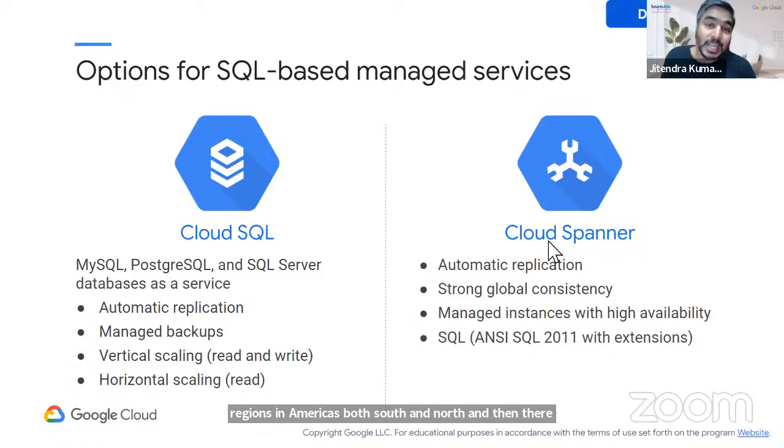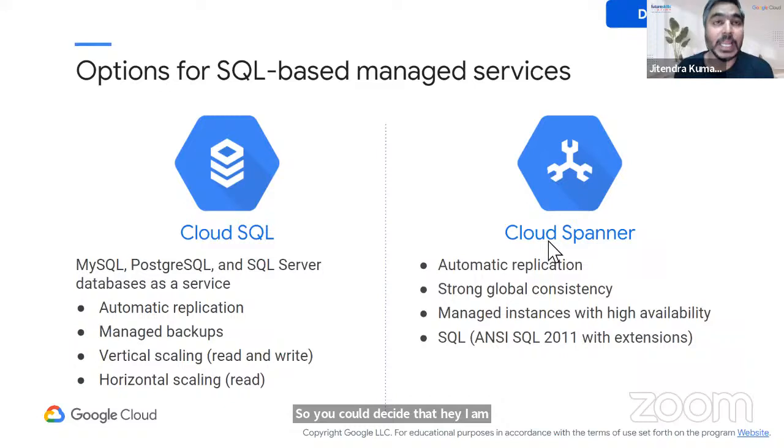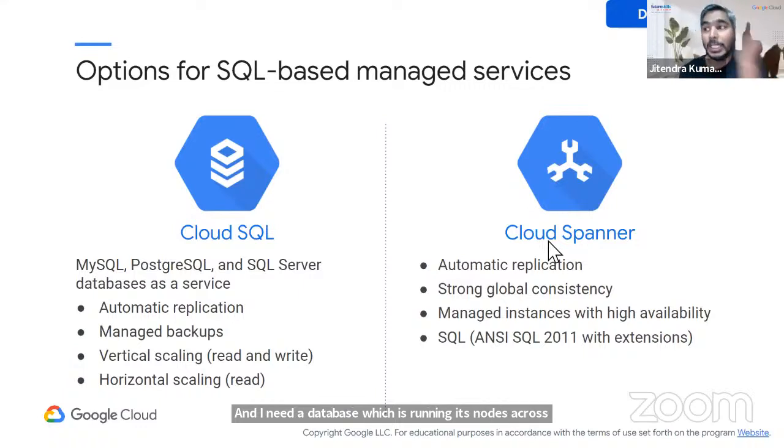So you could decide that my application is a globally deployed application, and I need a database which is running its nodes across multiple continents and geographies. And Cloud Spanner gives you that capability out of the box. You can go and configure nodes in multiple geographies, and that gives you a horizontally distributed database.